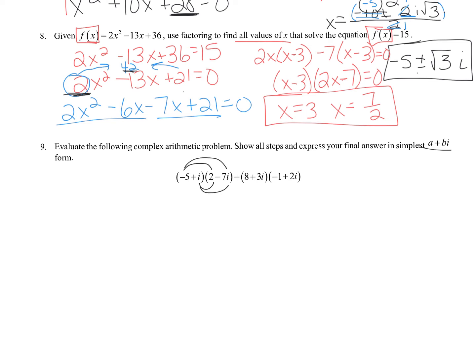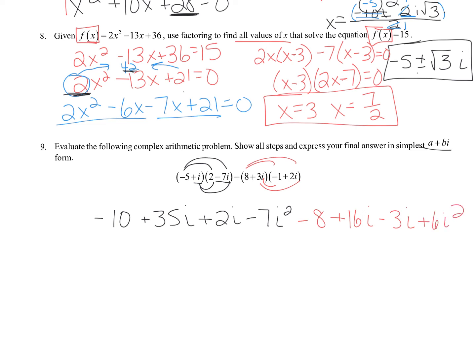So I'm going to distribute the first 2, giving me negative 10 plus 35i plus 2i minus 7i squared. Negative 7i times 1i is negative 7i squared. Now we'll do the second set of distributions. So I have plus negative 8. I don't like the plus negative, so I'm just going to write it as minus. So I have minus 8 plus 16i minus 3i plus 6i squared.